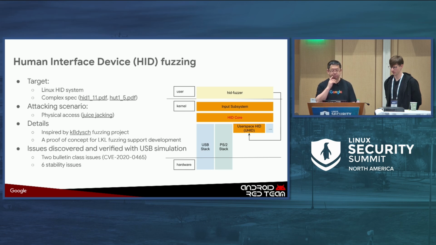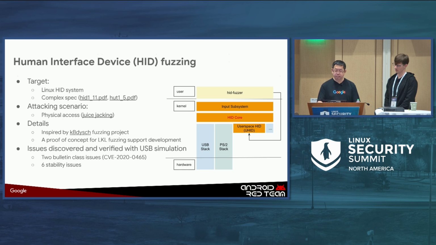And this is inspired, again, as I mentioned, by a previous fuzzing project; I don't try to force myself to pronounce the name. This is a proof of concept to see how we can support it. And this fuzzing project uncovered two bulletin-class issues. They were all fixed a long time ago. And there are more stability issues, mostly not in the references.